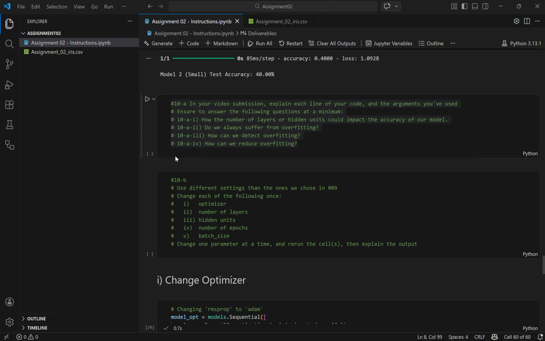Question 10a3. We detect overfitting by monitoring the gap between training accuracy and test accuracy. If training accuracy is much higher than test accuracy, the model has likely memorized the training data rather than learning general features. Question 10a4. We can reduce overfitting by simplifying the network architecture, using techniques like dropout, or implementing early stopping.